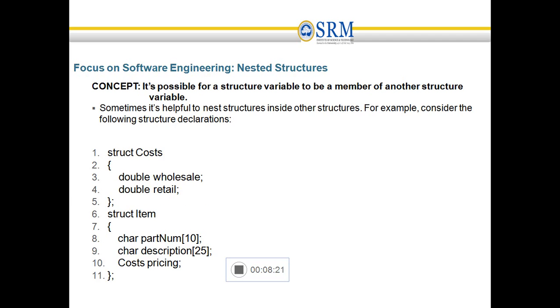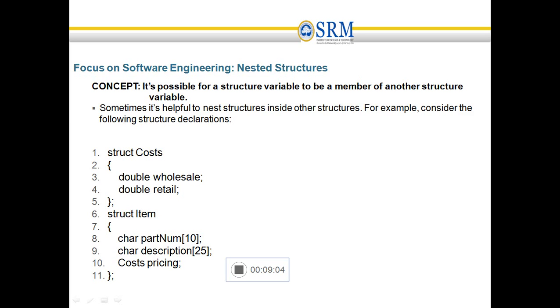Coming to the focus on software engineering, the concept here is that it is possible for a structure variable to be a member of another structure variable. What is the real scenario applied here? Sometimes it is helpful to nest structures inside other structures. For example, consider this scenario from a software engineering perspective. The structure cost has wholesale and retail members. For the structure item, you have a part number and description, but pricing has two variants, wholesale or retail. In this kind of scenario, you apply the nested structure, so you nest the cost structure in the item structure.